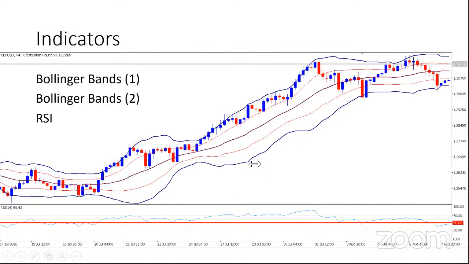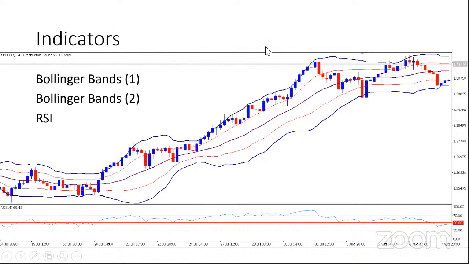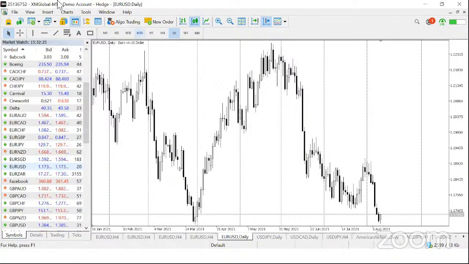So, this is the general setup ng ating indicators. First one is you have your Bollinger Bands, dalawa yan. And then you have your RSI. So, before we plug it in, I'd like to discuss it a little bit. Ano ba yung Bollinger Bands at ano ba yung RSI na yan? Pag-usapan lang natin. Let's open our charts and alamin lang natin.